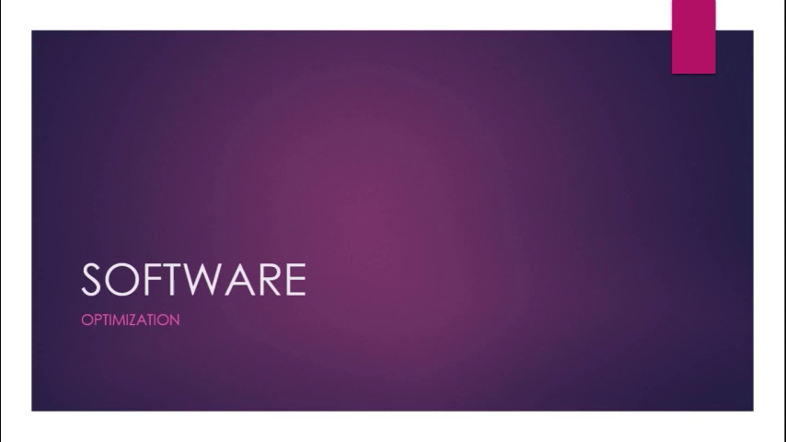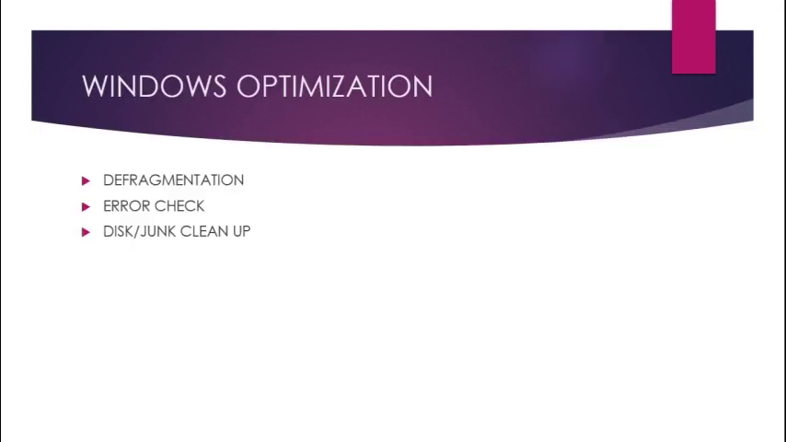In this video, we're going to be dealing with optimization on the software aspects, talking about Windows and your applications. Now, first thing I want to point out is that there are a number of tools that come pre-built with Windows for us to use to optimize our PC and keep it up and running. Some of those tools include defragmentation, error checks, and disk or junk cleanup. So we're going to get to that really shortly, and we're going to start with defragmentation.